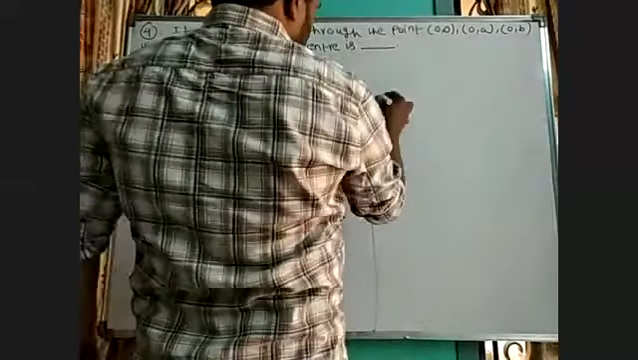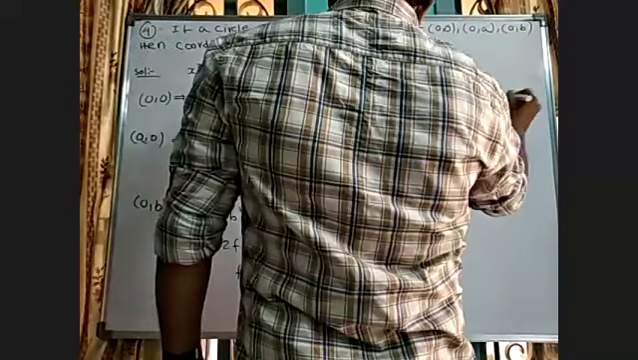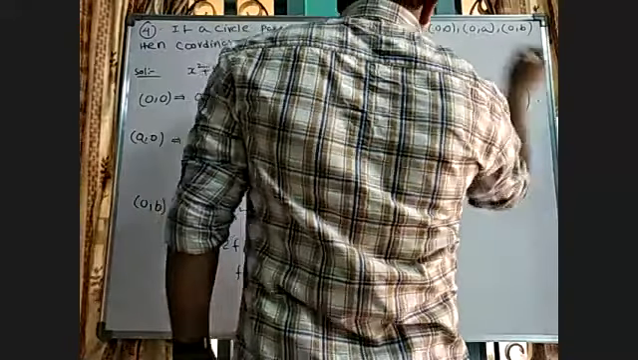From this, (minus g, minus f) is equal to what we are getting: (a by 2, b by 2). Okay, write it.